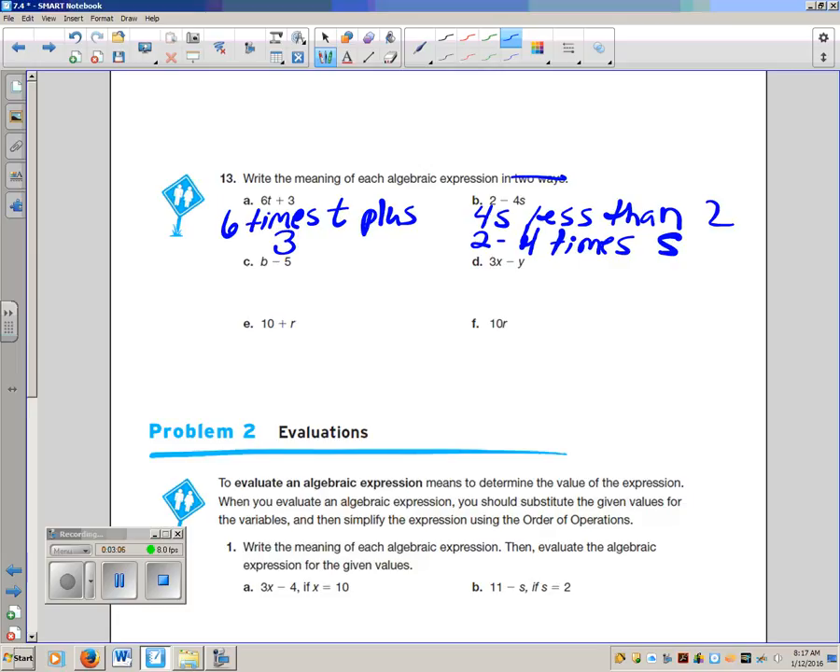C, 5 less than b, or just read it left to right, b minus 5. Do D, E, and F, and then check your answers with the textbook.